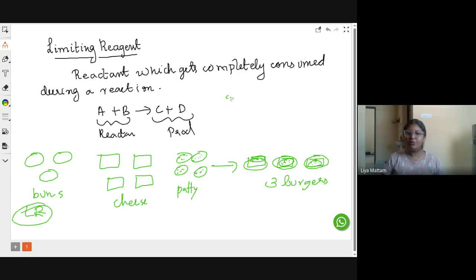So I can write one more point, which is very important. Limiting reagent decides the amount of product formed. This is a very important point you have to remember. Limiting reagent decides the amount of product formed.